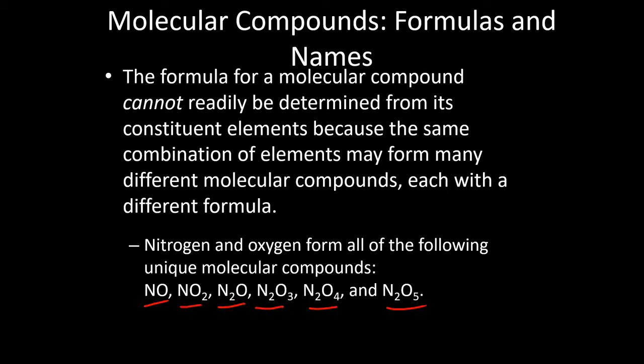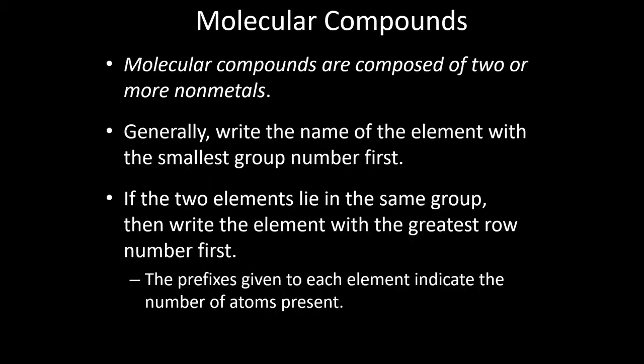So it's not just enough to know what you have. You actually have to know how many of those atoms you have. So this is where the prefixes that I mentioned a minute ago are going to come into play. So we're going to be writing the names of these, and we're going to indicate how many of each of these elements we have present in our molecule.